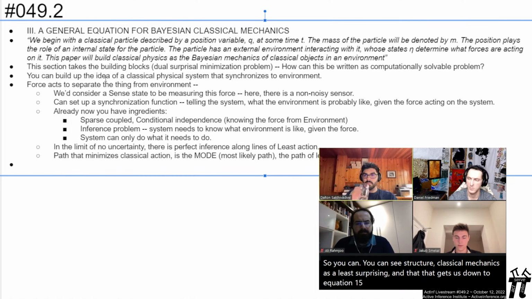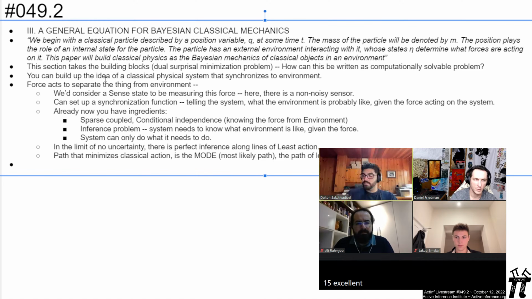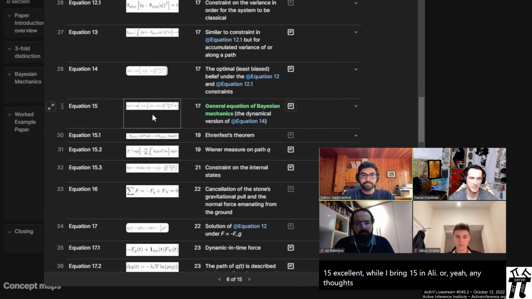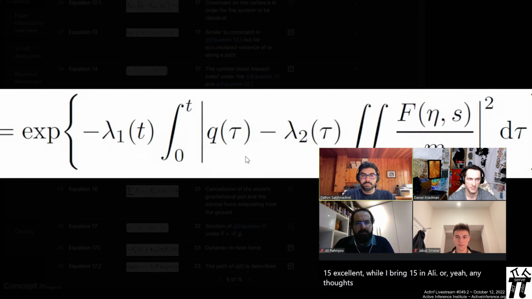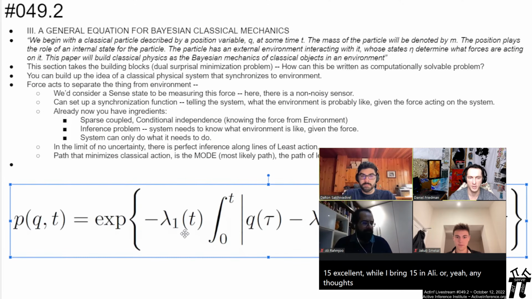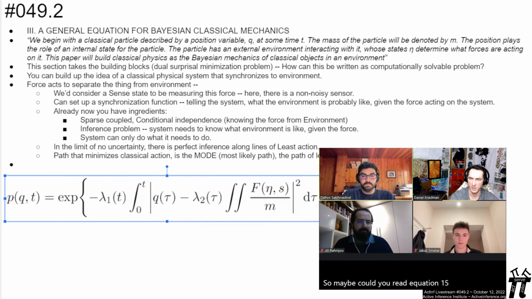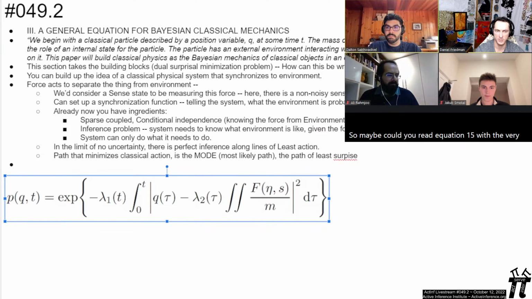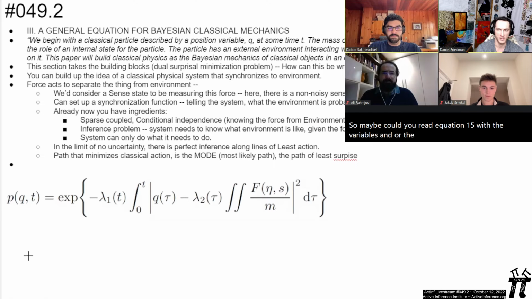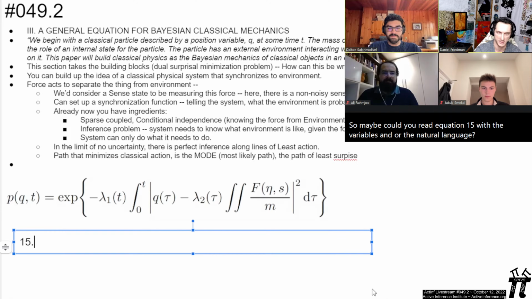Excellent. While I bring 15 in, Ali or Jakob, any thoughts? So maybe could you read equation 15 with the variables and or the natural language semantics?